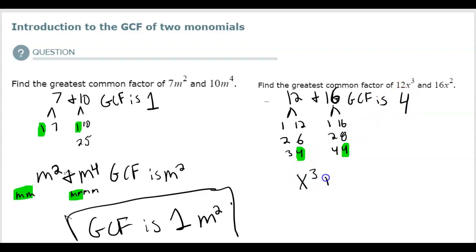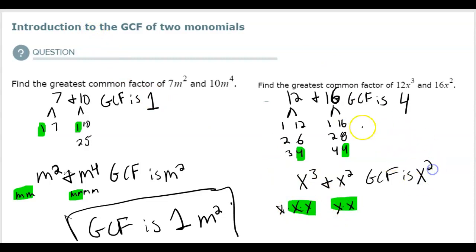We think of it as x squared and x to the third. So this is 3 x's. This is 2 x's. The greatest they have in common is 2 of them. So our greatest common factor is 4x squared.